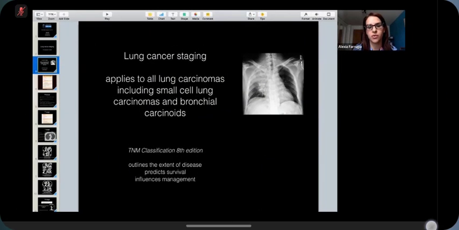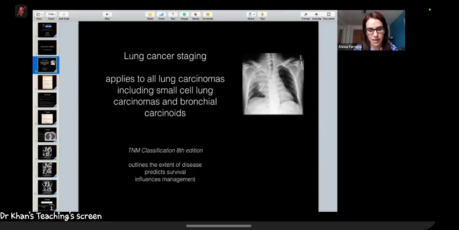So it is a standard classification which applies to all lung carcinomas, including small cell lung carcinomas and also bronchial carcinoids. And it is very important, since it outlines the extent of disease. The stage predicts the survival, the TNM stage, and of course, it influences management, how the clinicians and we manage the patients.